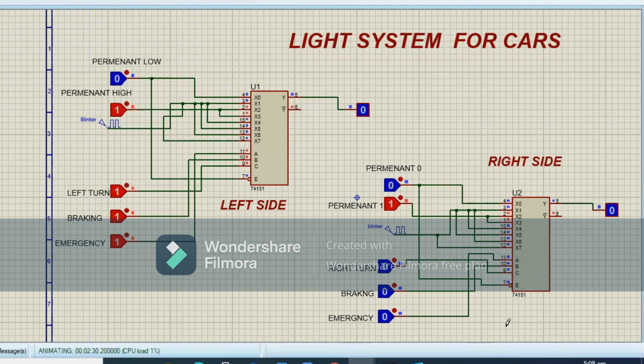The same phenomenon is occurring for the right side. Here, right turn is overcoming the other two. When we apply the emergency, it blinks, and when we apply the brake, the braking overcomes the emergency, and again when we click the right turn, it overcomes both of them. This is how the light system for a car works.